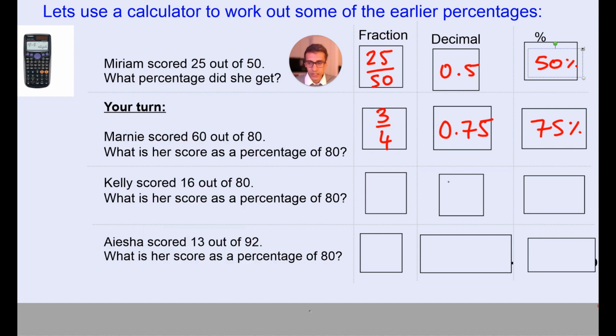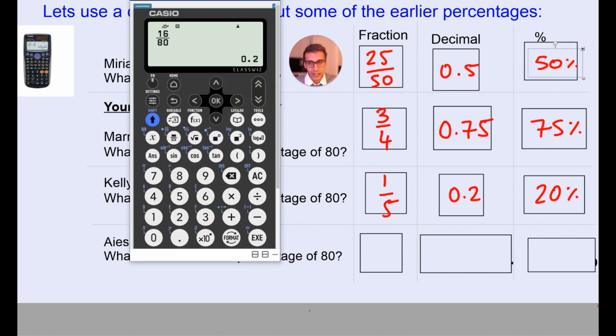So as a fraction, we got 1 over 5. As a decimal, 0.2. And as a percentage, it's going to be 20%. And then finally, 13 out of 92.